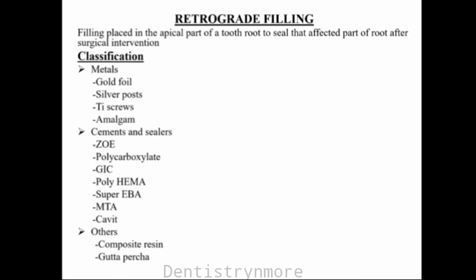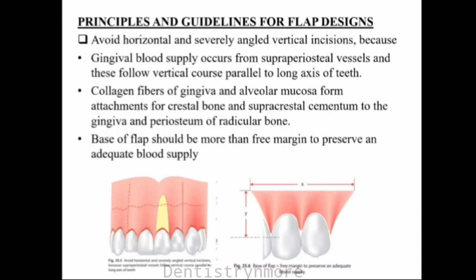Next, we are moving to retrograde filling, that is filling placed in the apical third of the tooth root to seal that affected part of root after surgical intervention. And the classification includes metals, cements and sealers, and others. Metals, that is gold foils, silver post, titanium screw, amalgam. And the cements and sealers: zinc oxide eugenol, polycarboxylate, GIC, MTA, and others include composite resin and gutta-percha.